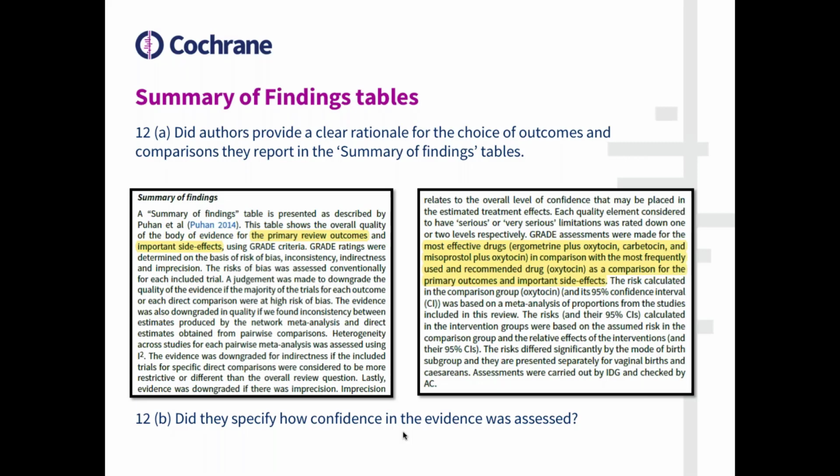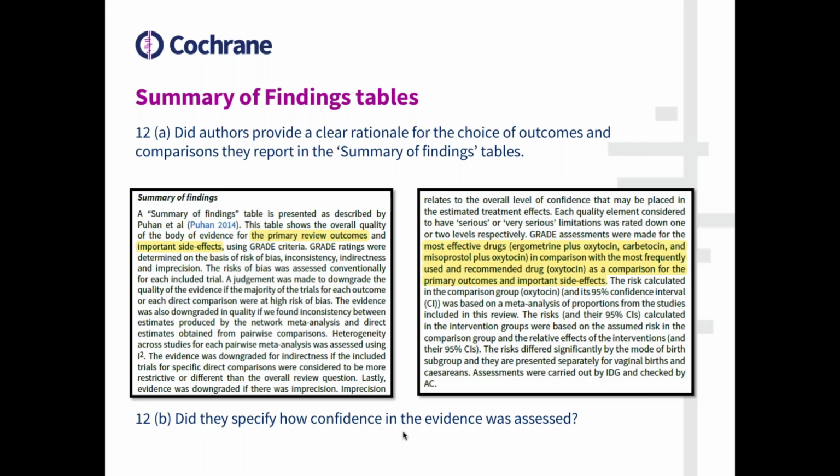From an editorial point of view, though, the questions we're asking are, first of all, did the authors think carefully about which outcomes and which comparisons they have decided to present in the summary of findings tables? And the choice of outcomes and comparisons should be based on what is the most important information for decision makers. And it should not be based on what is the most interesting result or what we have the most amount of evidence about. So in this review, they specifically said they would present the primary review outcomes, which makes sense, obviously, because they would be the most important, and the important side effects, which is good because we want the table to be balanced.